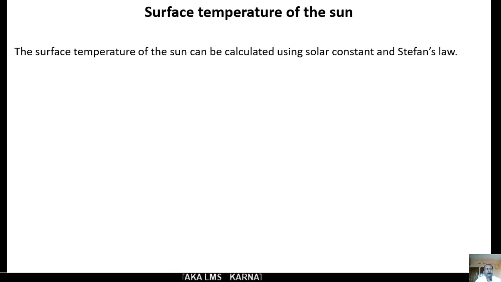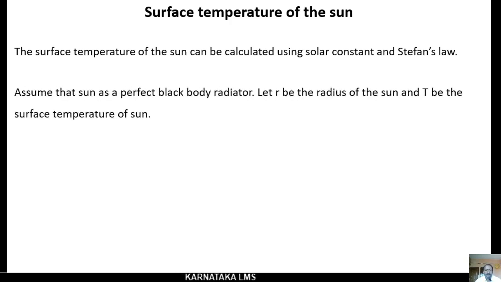10 to the power 7 Kelvin. The photosphere has a temperature of about 6000 degree Kelvin. This temperature is also called the effective temperature of the sun. Considering the sun as a perfect black body radiator, the temperature of the sun can be calculated.